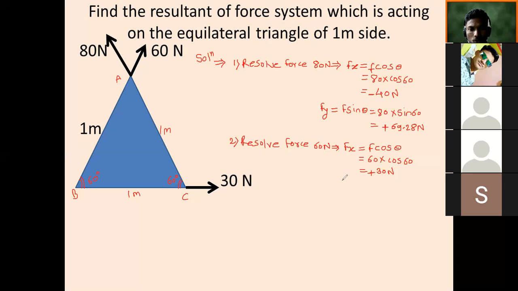Next, for the same 60 Newton force, Fy is equal to, what will be the formula? F sin theta. So I will write here 60 into sin 60. Calculate how much it will be. 51.96.